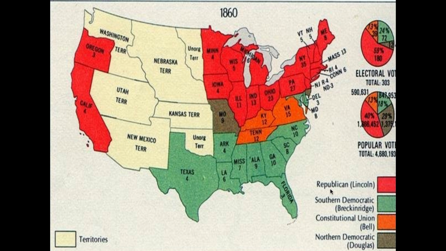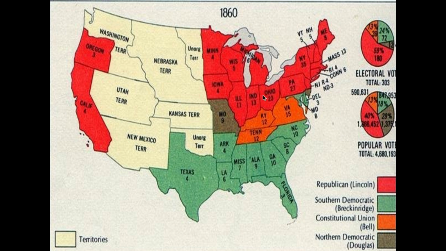So if we look at it, we have our key down here. We're going to ignore this. Don't worry about this. If we just look at it visually, we probably think that either the person that is red, who's Abraham Lincoln, or the person that's green, who is this guy named Breckinridge, who is a Southern Democrat, probably had the best chance to win because they won the most states. But this is very, very misleading.